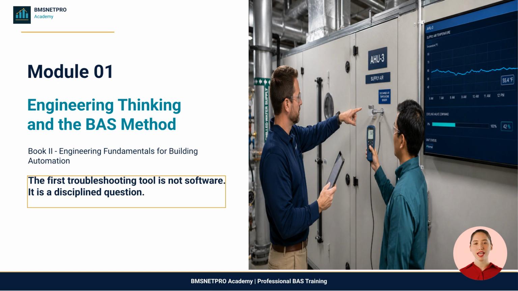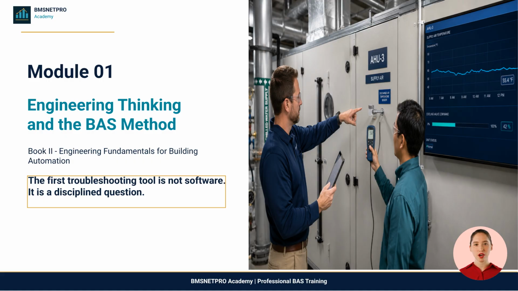Welcome to Module 1, Engineering Thinking and the BAS Method. In this module, we are not starting with software, graphics, or programming tools. We are starting with the way a professional thinks before touching the system. A building automation system controls real physical equipment: air handlers, coils, valves, pumps, fans, sensors, and spaces.